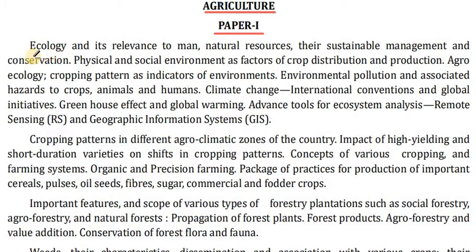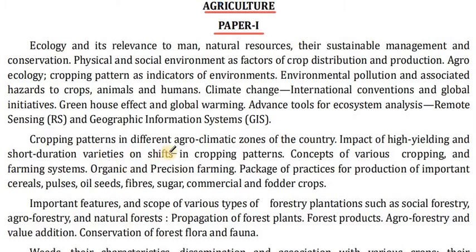In paper 1: ecology and its relevance to man, natural resources, their sustainable management and conservation, physical and social environment as a factor of crop distribution and production, agroecology, cropping pattern as indicators of environments, environmental pollution and associated hazards to crops, animals and humans, climate change, international conventions and global initiatives, greenhouse effects and global warming, advanced tools for ecosystem analysis, remote sensing (RS) and geographic information system (GIS).